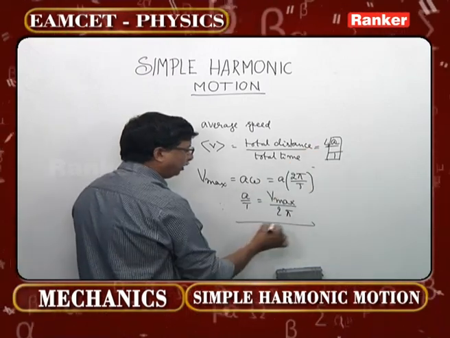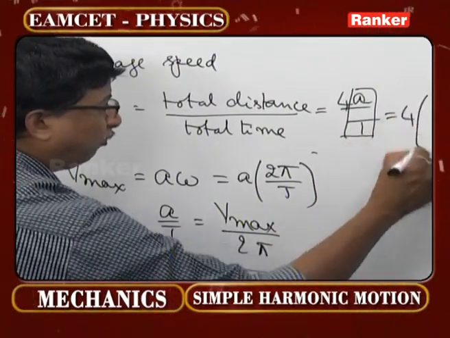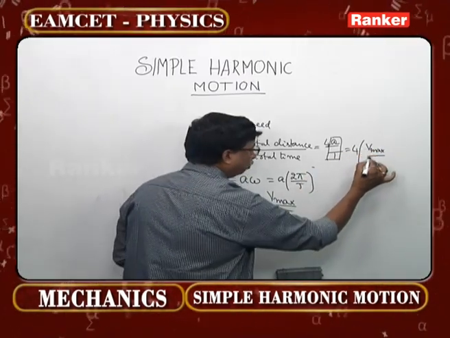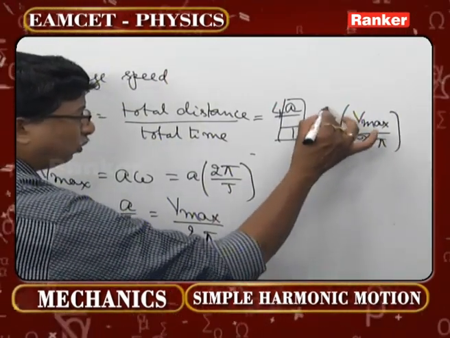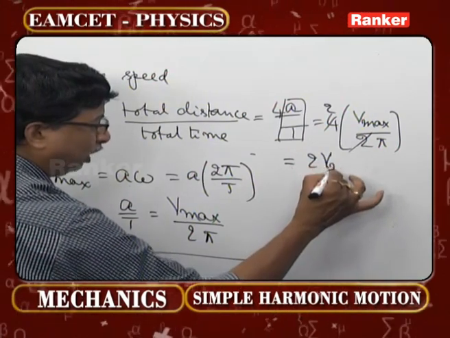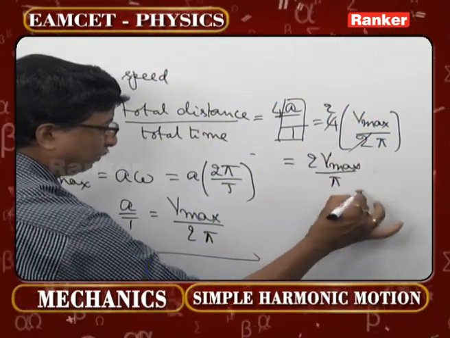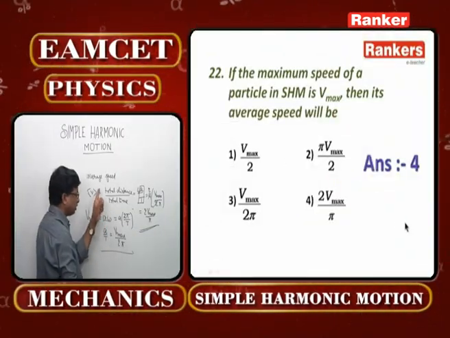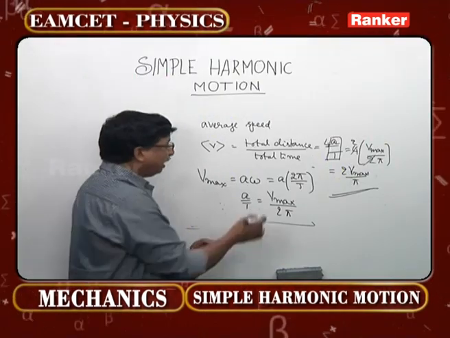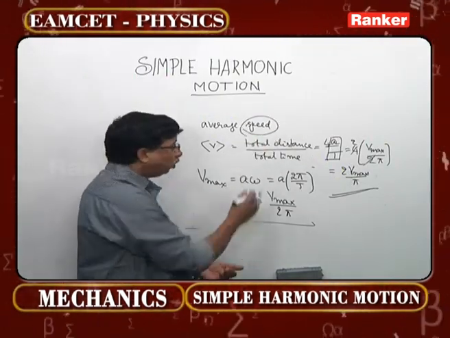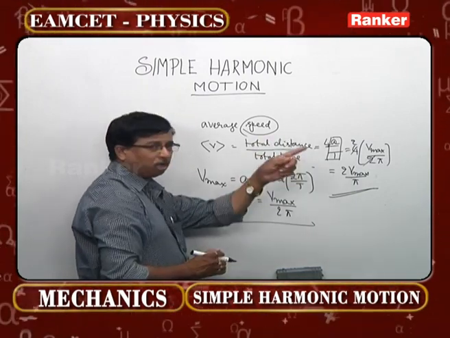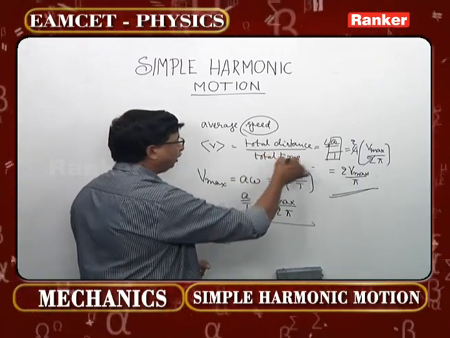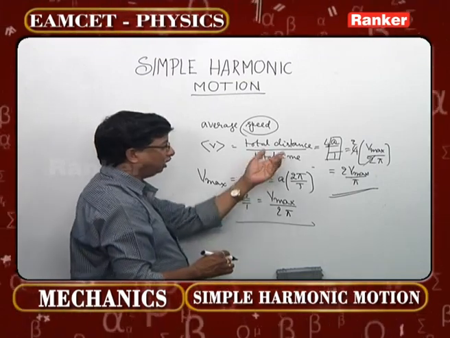Now substituting this, the average speed will be 4 times A by T. What is that A by T here? V maximum by 2 pi. Now of course 2 cancels twice here. So what is left over? Twice V maximum by pi. This is the corresponding value for average speed. But one thing you should understand: suppose the same question has been asked with a slight difference. If they ask average velocity, it is total displacement by total time. In one complete oscillation, total displacement will be 0. Therefore, you need not calculate this value. Average velocity can be taken as 0 simply.